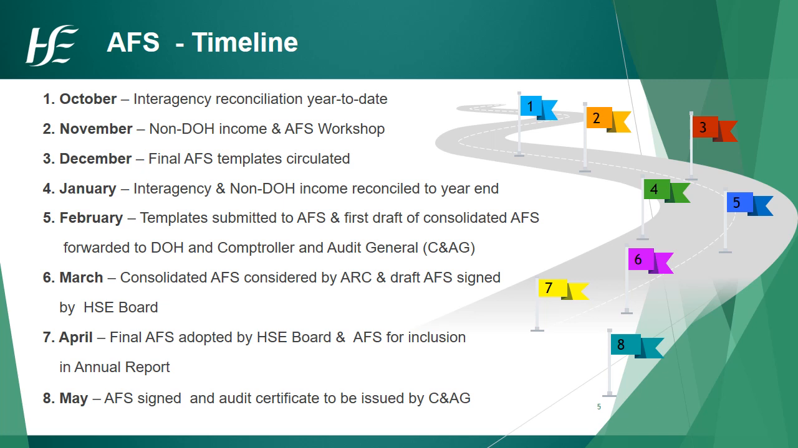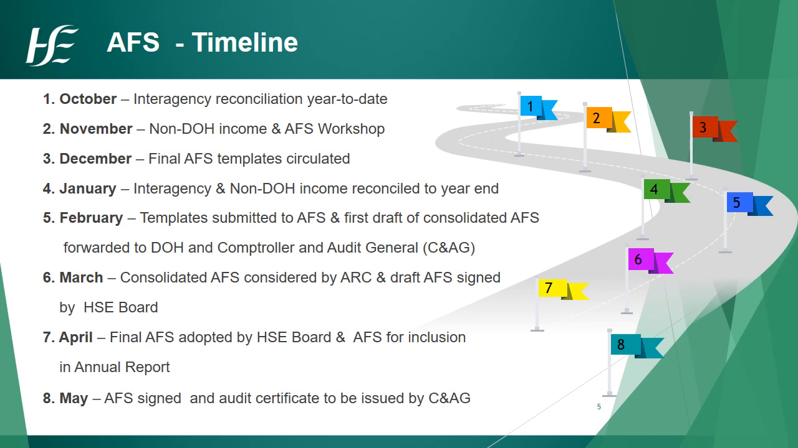The HSE prepares the AFS under Section 36 of the Health Act 2004. This includes the primary financial statements and notes to the accounts. The AFS must be completed on or before the 1st of April in the next year after the current financial year has ended. For example, the AFS for the financial year ending the 31st of December 2022 will be completed on or before April the 1st, 2023, with the AFS required to be signed off and the associated audit certificate issued in May 2023.